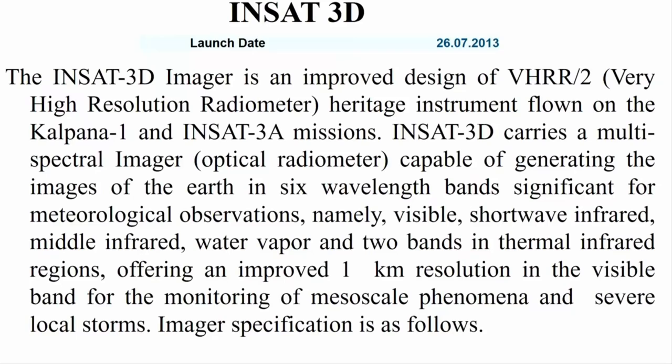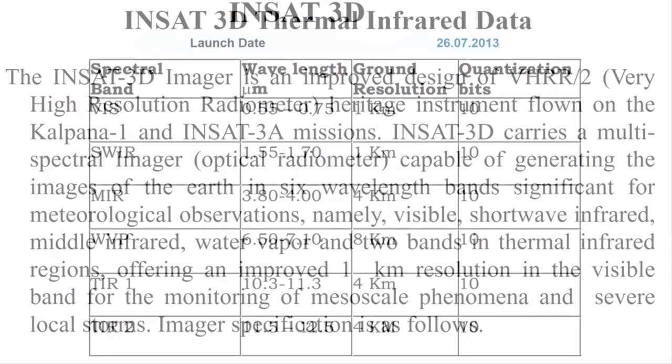INSAT 3D carries a multispectral imager optical radiometer capable of generating the image of the Earth in 6 wavelength bands, significant for meteorological observations, namely visible, shortwave infrared, middle infrared, water vapor, and 2 bands in the thermal infrared region, offering an improved 1 kilometer resolution in the visible band for the monitoring of the mesoscale phenomena and severe local storms. Now we are going to see the imager specification.